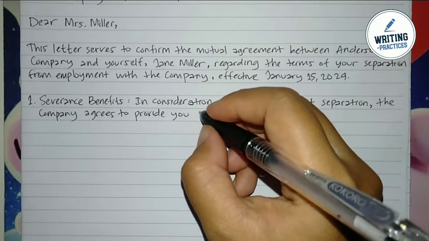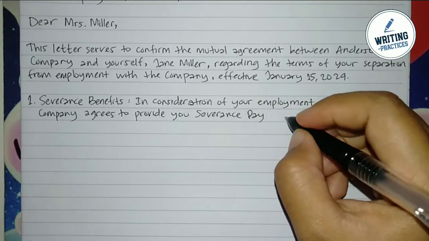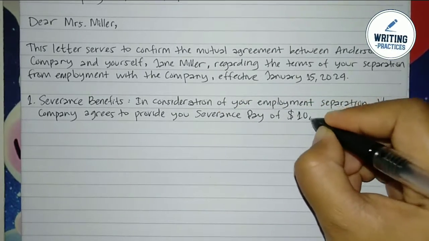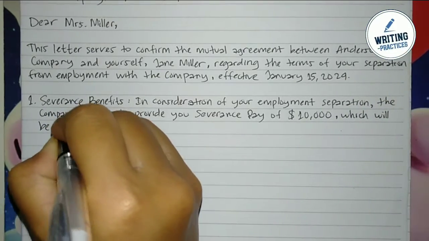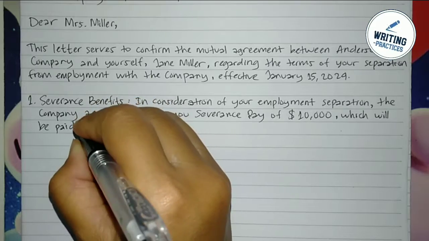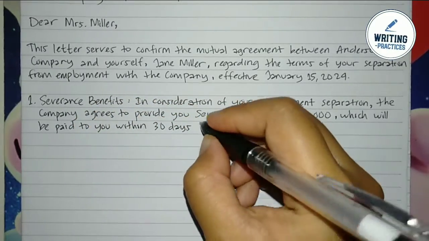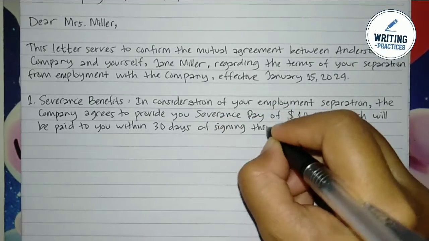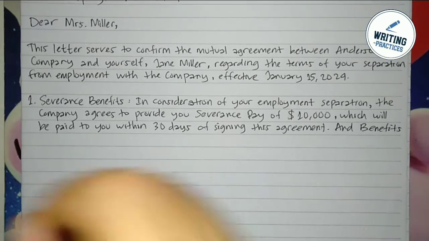So, the first point is severance benefits. Here, you can give explanation of the severance benefits provided to the employee. They are including severance pay and benefits continuation. Here is the example. In consideration of your employment separation, the company agrees to provide you with the following severance benefits. And you can mention the severance pay.